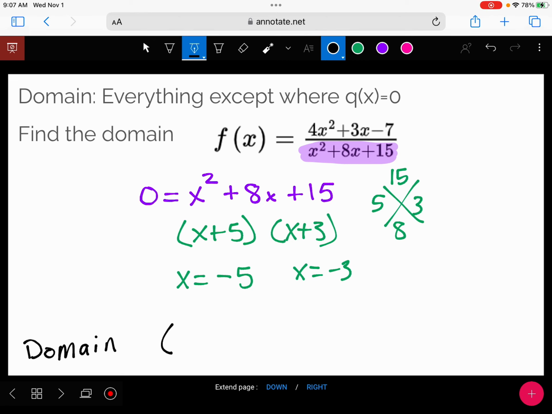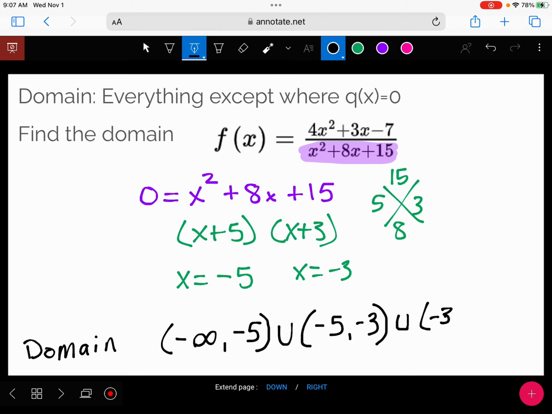Yep. From -infinity to -5, close it with a parenthesis. Union. Well, we're going to have that part too, but we need the space in between. So we need to go from -5 to -3, again with parentheses. Now we can union that with -3 to infinity. Everything except -5 and -3. The only things excluded are -5 and -3.